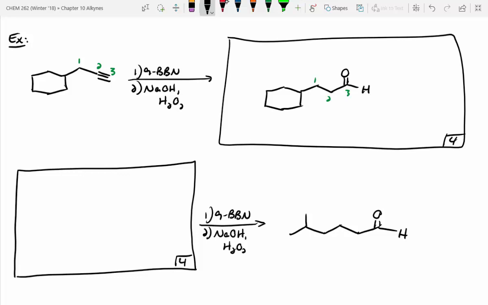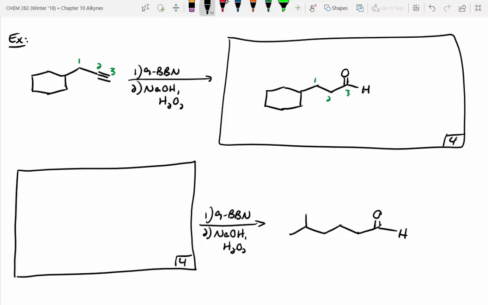Klein, in his textbook, almost exclusively uses 9-BBN, though. And I believe the ACS is pretty similar. So show of thumbs, who thinks they got the starting material here?